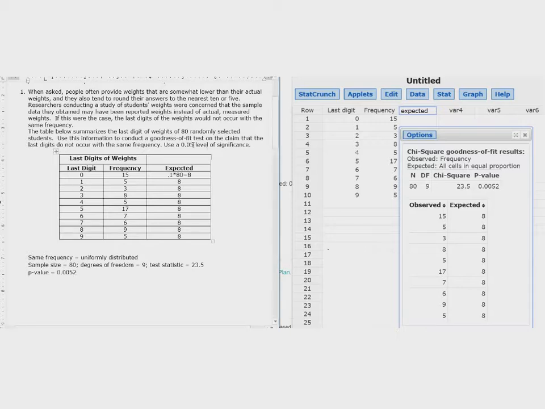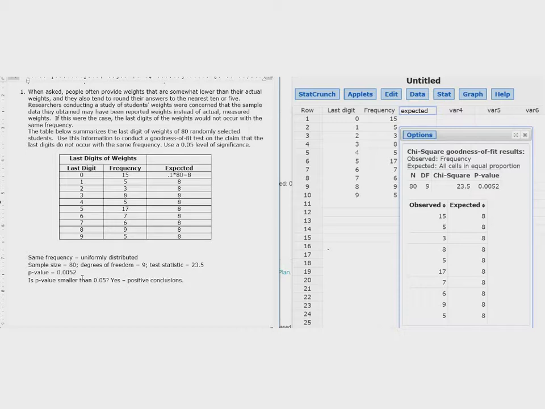Okay, so since we were supposed to use a 0.05 level of significance, again, the question that we're asking is, is the p-value smaller than 0.05, which was our significance level? So the answer this time is yes. That means we have positive conclusions.